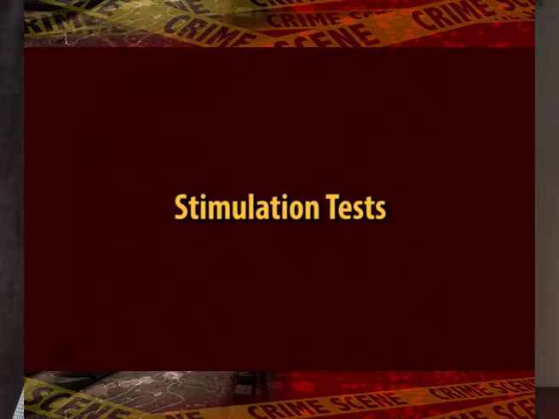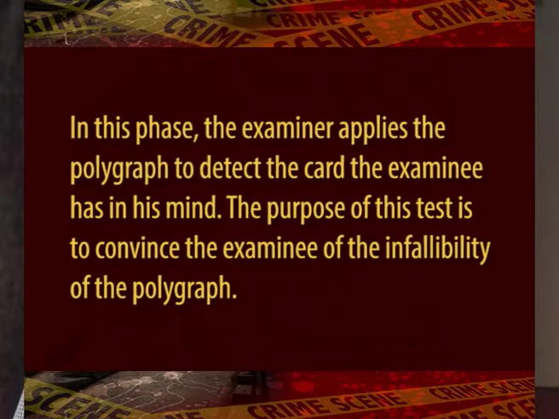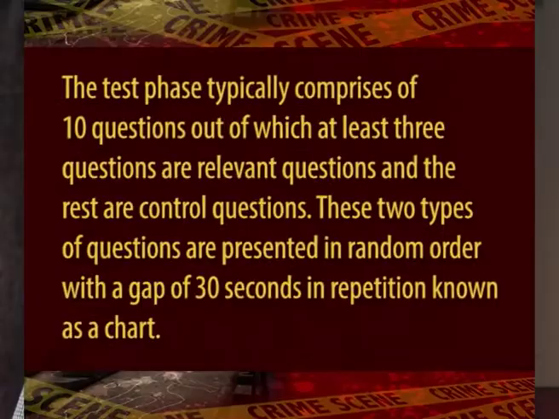Second, stimulation tests. Generally, the actual test phase is preceded by the card or stimulus test. In this phase, the examiner applies the polygraph to detect the card the examinee has in his mind. The purpose of this test is to convince the examinee of the infallibility of the polygraph. Third, test phase proper. After demonstrating the credibility of the test, the test proper is administered. The test phase typically comprises 10 questions, out of which at least 3 are relevant questions and the rest are control questions. These two types of questions are presented in random order with a gap of 30 seconds, and the repetition is known as a chart.